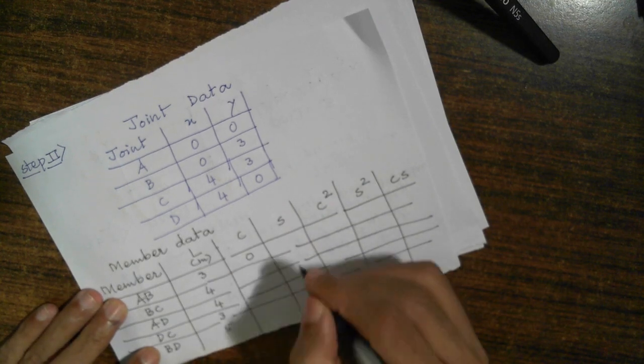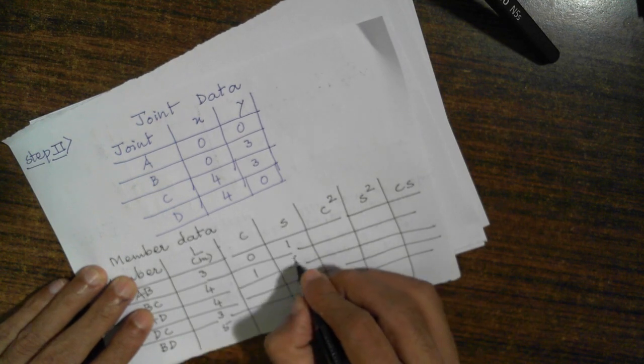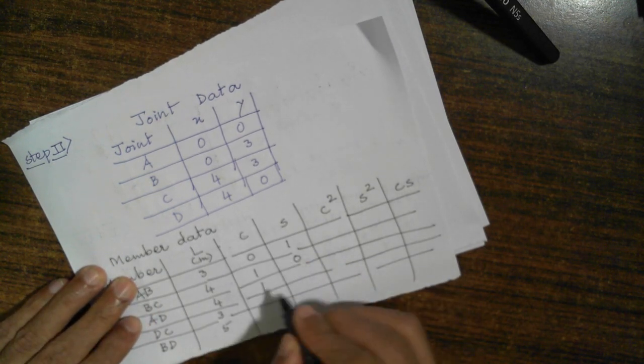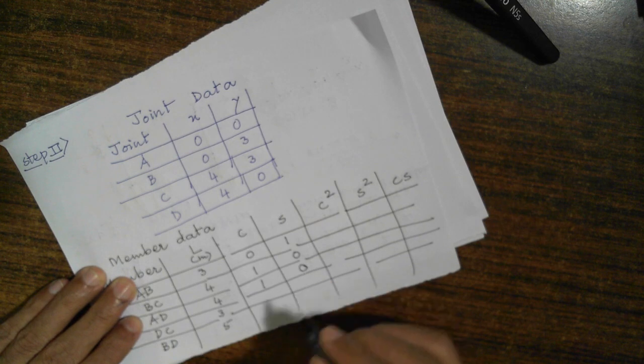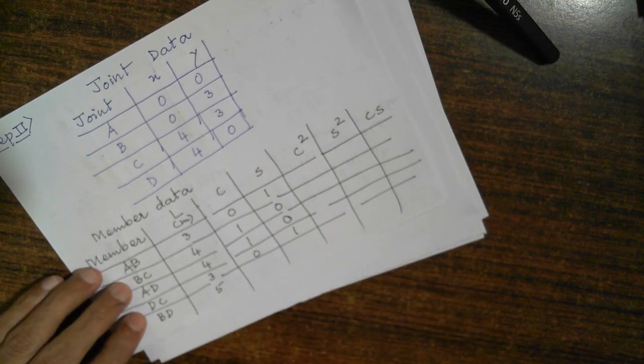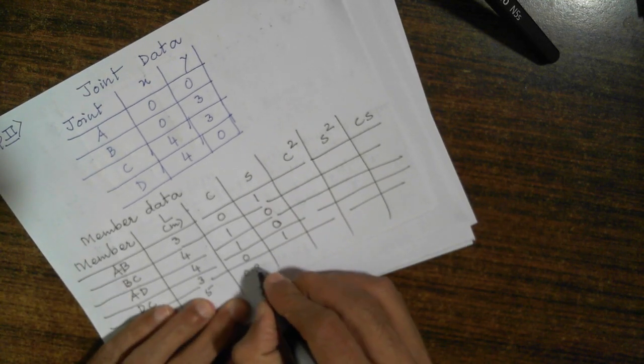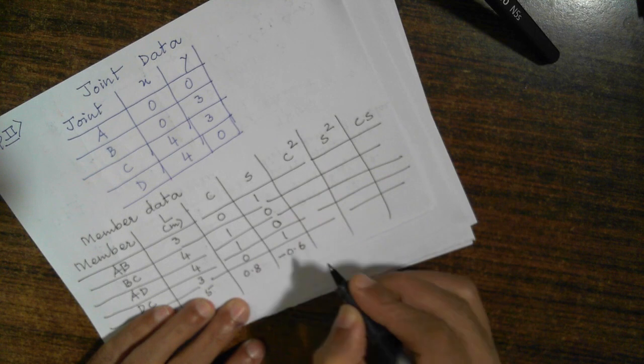Cos theta 0, sin theta 1. For member BC, cos theta 1, sin theta 0. AD, cos theta 1, sin theta 0. DC, cos theta 0, sin theta 1. And for BD member, cos theta is 0.8 and sin theta is minus 0.6.